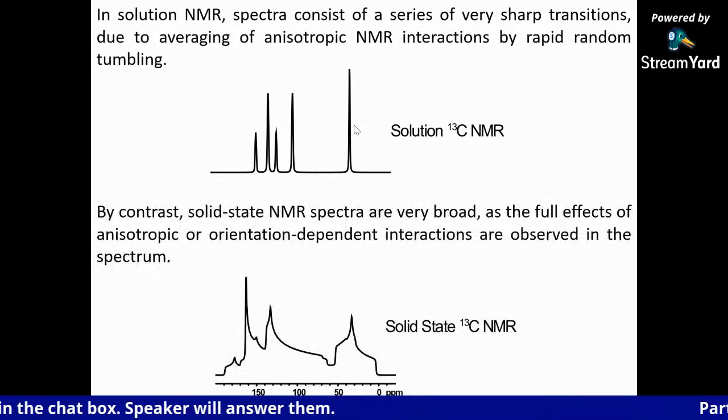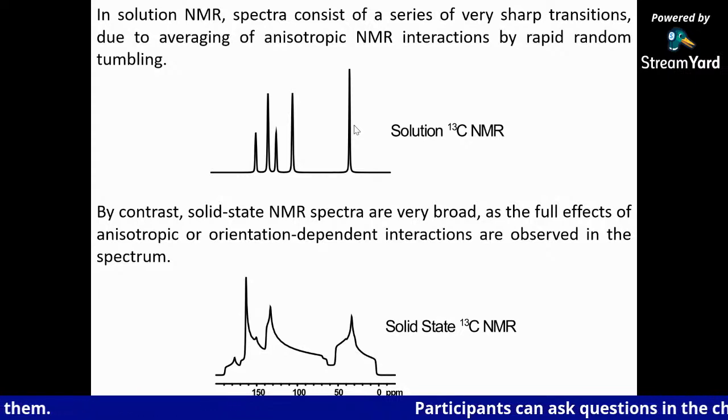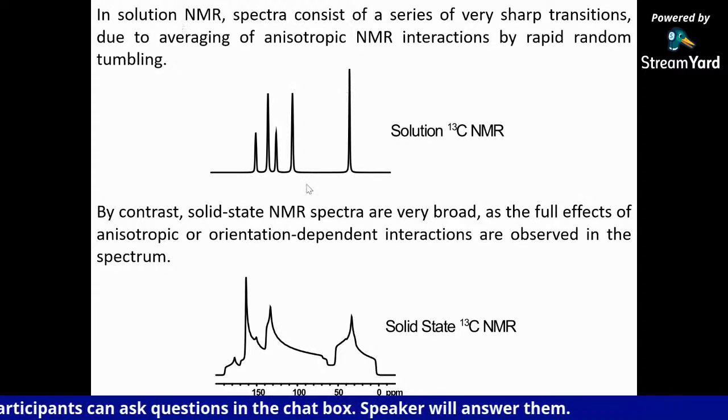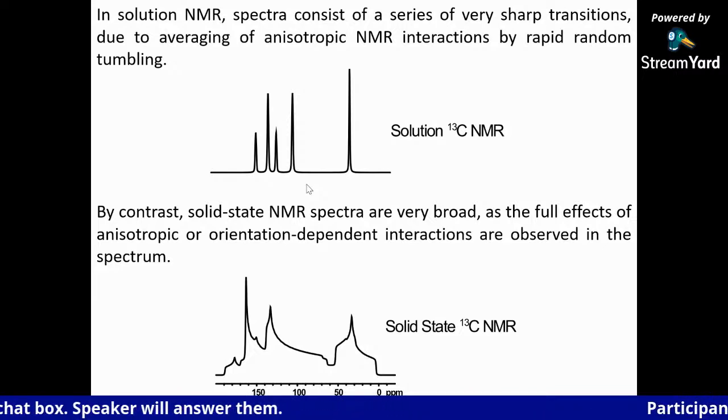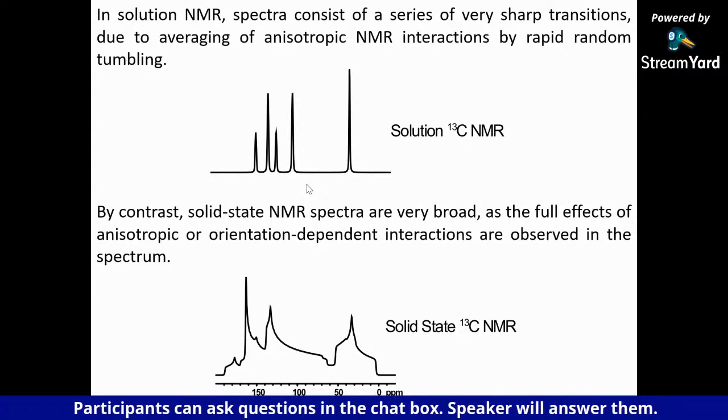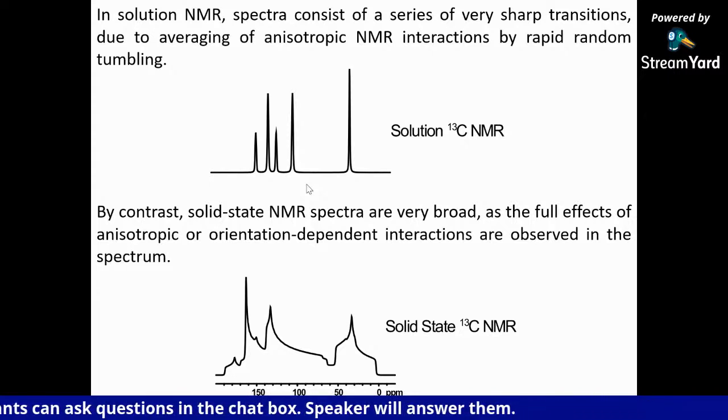By contrast, in solid state NMR, the spectra are very broad. See the difference. Here the spectra are very sharp, with sharp transitions, and here we can see broad transitions, as the full effects of anisotropic or orientation-dependent interactions are observed in the spectrum. We can see sharp transitions in the solution NMR, whereas broad transitions in the solid-state NMR spectra.